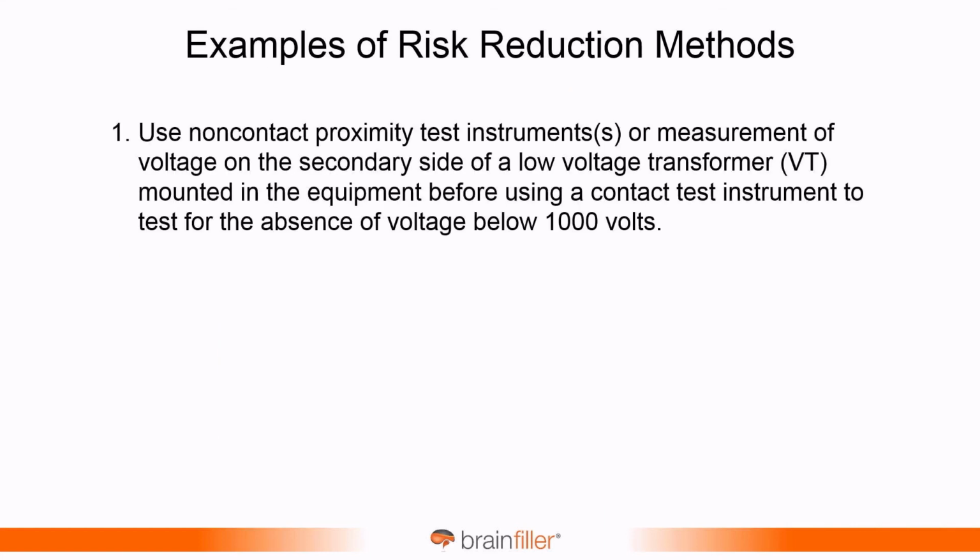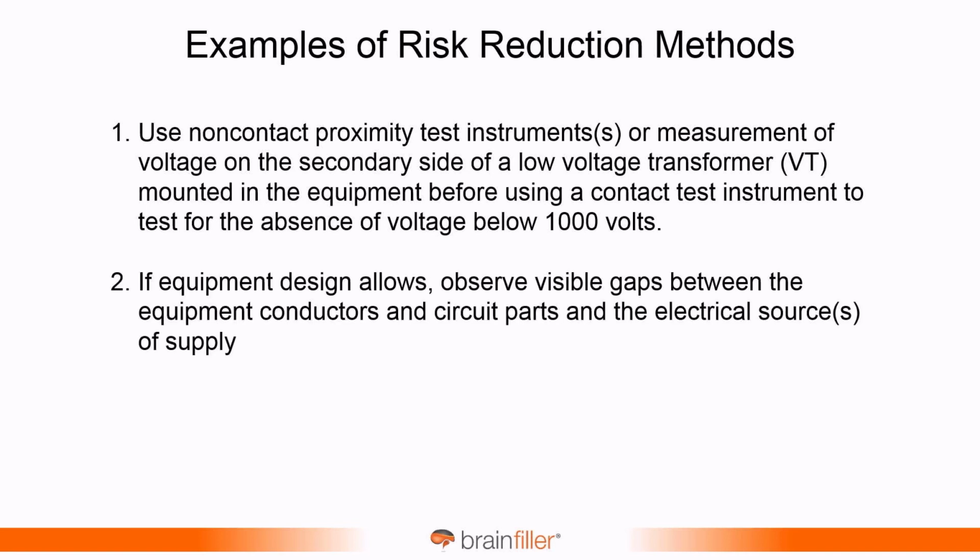So what are the risk reduction methods? Well, you can use a non-contact instrument to check and see if there's a voltage there, or measure on the secondary side of a voltage transformer. Some of us know it as PT, potential transformer, but voltage transformer, before you use a contact test instrument. So you're basically giving kind of a trial run here before you actually make contact. Another method, look for the visible gaps with the conductors. That'd be like a switch. If you have access to actually look at a switch, is the switch open before you use a contact voltmeter.